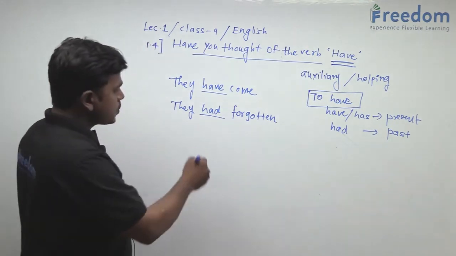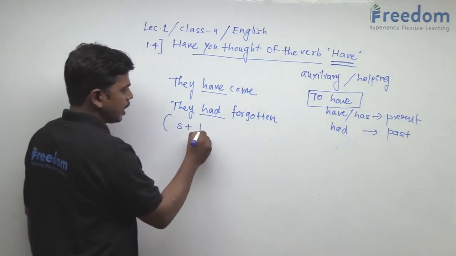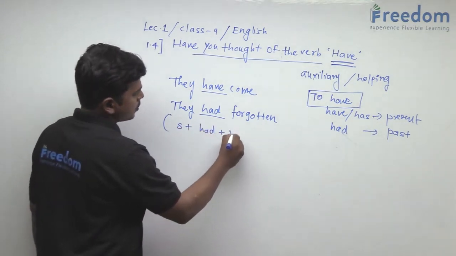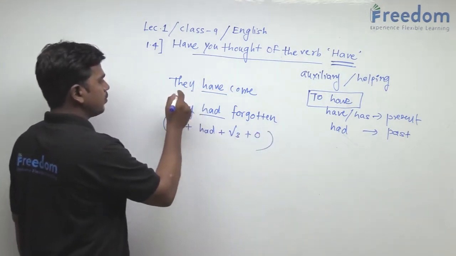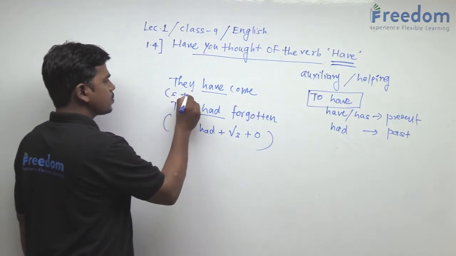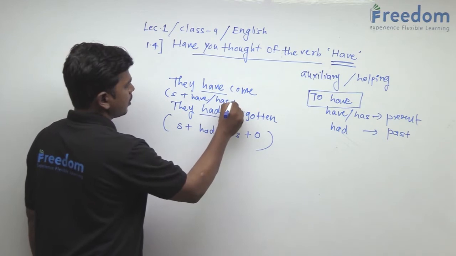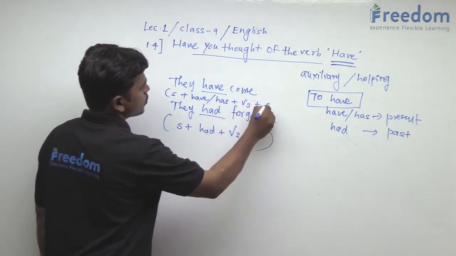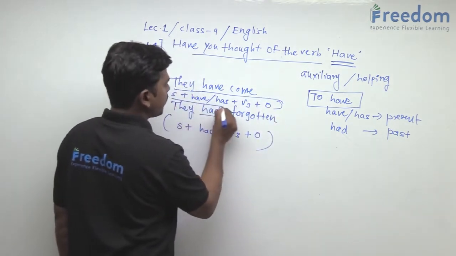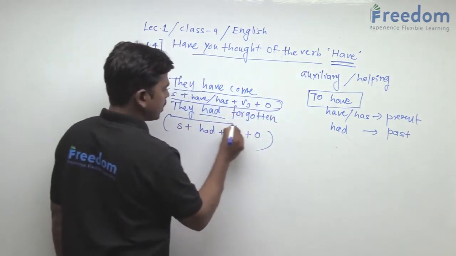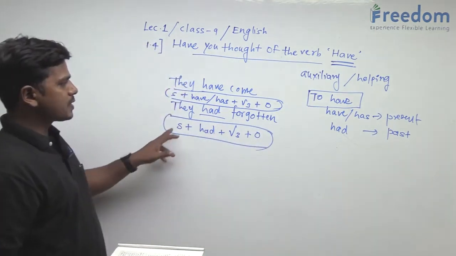So which formula do we use here? Subject plus had plus V3 plus object. And what happens in this one? Subject plus have/has plus V3 plus object. So we use this formula in framing the perfect tense. Here again the same. By using this formula, the perfect tense can be formed.